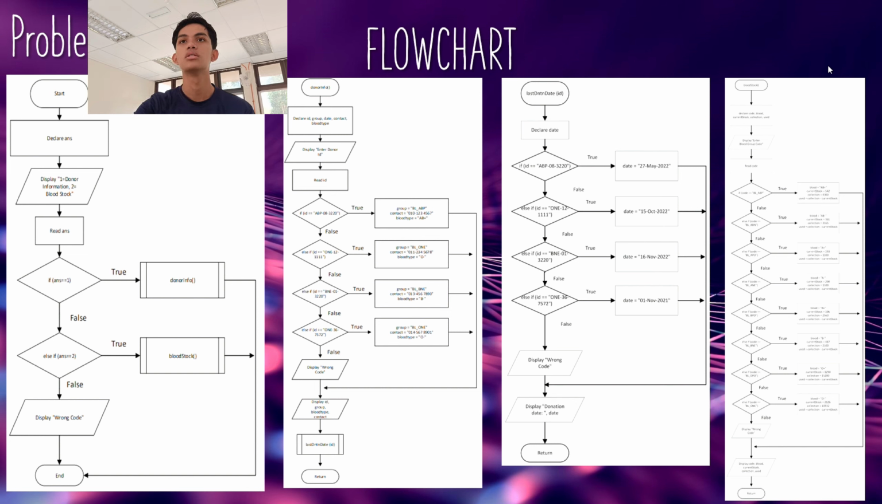And it will go to the blood stock module function flowchart. First, it will declare code, blood color, current stock, collection, and use. And then it will display enter blood group code, and then it will read code. And then it goes to the choices, and if all false, it will display wrong code, and then it will display code, blood, current stock, collection, and use, and then it will return. That's all for the problem 2.